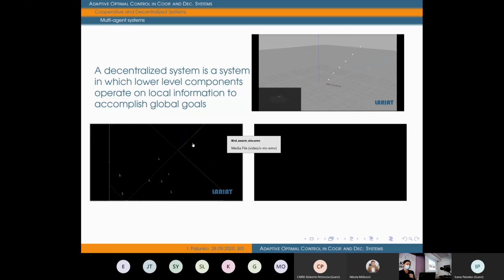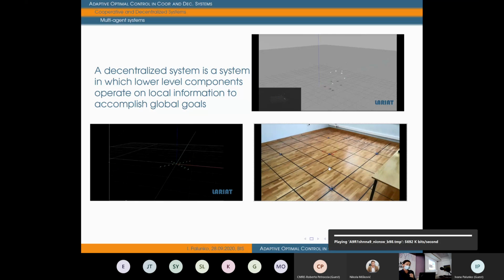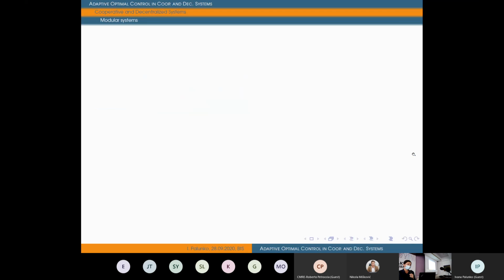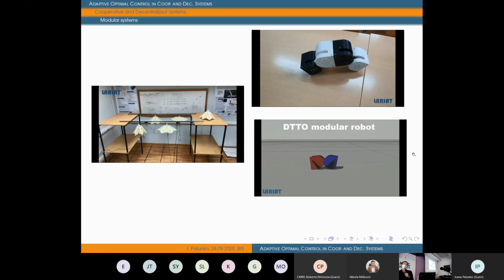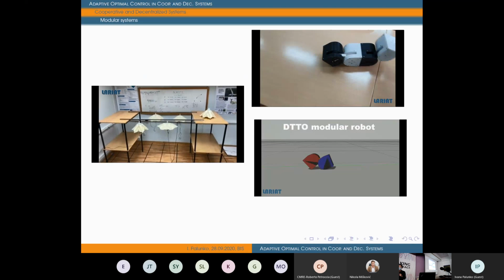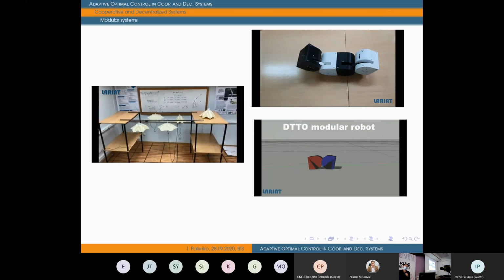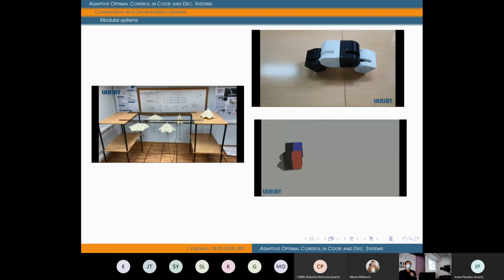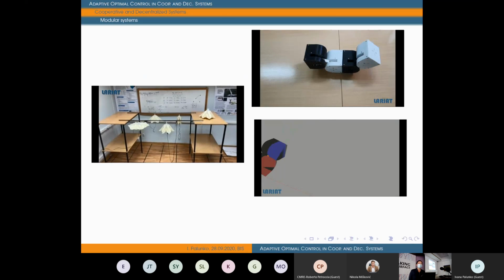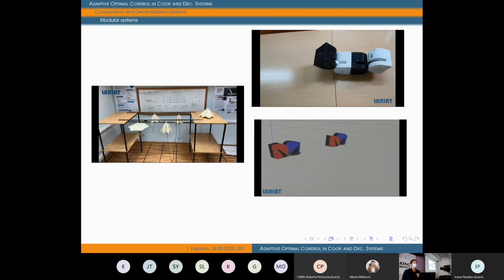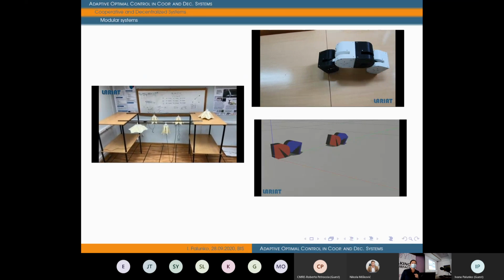One of the common applications is swarm birds, like we have in the simulations here. Another application that we are interested in, so most of our research is focused on these cooperative, heterogeneous, and classical decentralized systems. But recently, since we started playing with these modular robotics, we'll look into this as well.